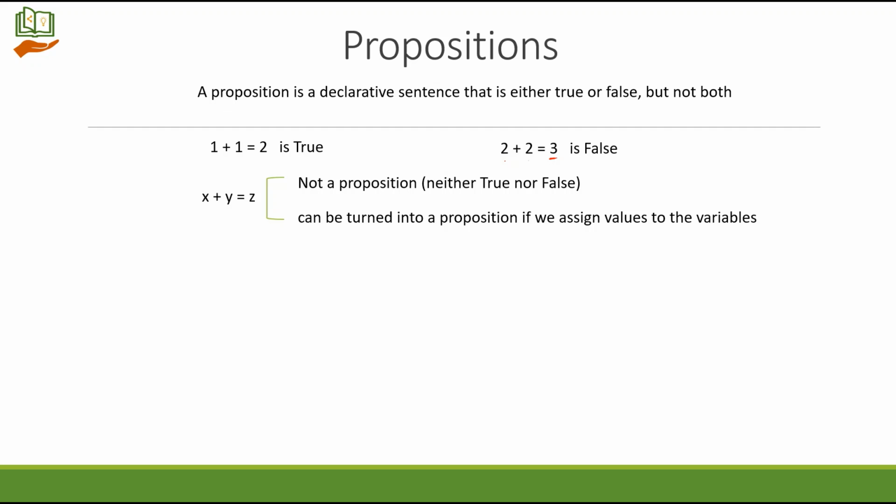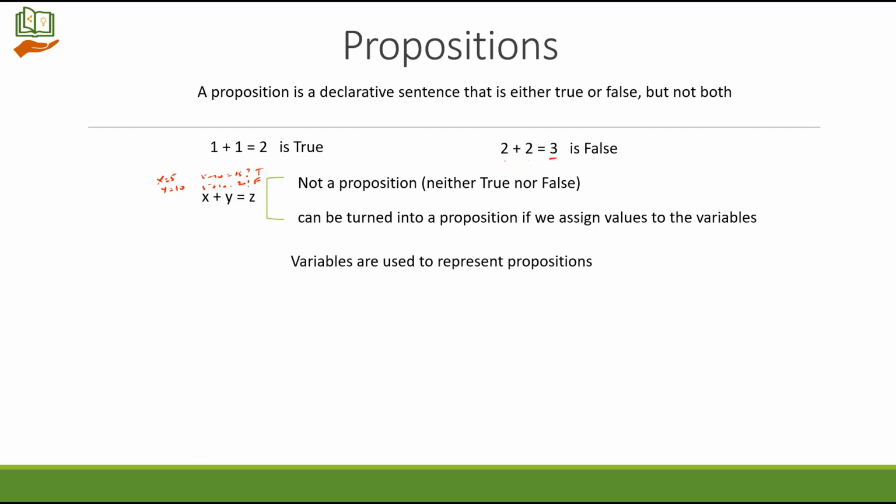But can we turn this into a proposition? Yes, there is a possibility. How can we do that? If we assign values to the variables, then we can turn this into a proposition. For example, if I give a value of 5 to x and a value of 10 to y, now you can check this. 5 plus 10 is equal to 15. Yes, it is true. When we say 5 plus 10 is equal to 20, we can say it is false. So we can change this particular statement into a proposition once we assign some value to the variables. Until then, it cannot be termed a proposition.